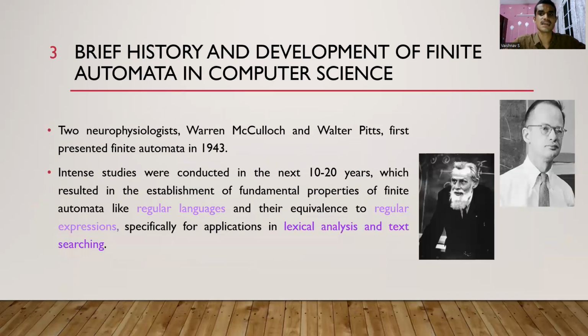Going back to the history and development of the automata, it was first presented in 1943 by two neurophysiologists, Warren McCulloch and Walter Pitts. Intense studies, which were conducted in the next couple of decades, resulted in the establishment of fundamental properties of finite automata, like regular languages and their equivalence to regular expressions, which apply specifically in lexical analysis and text searching.